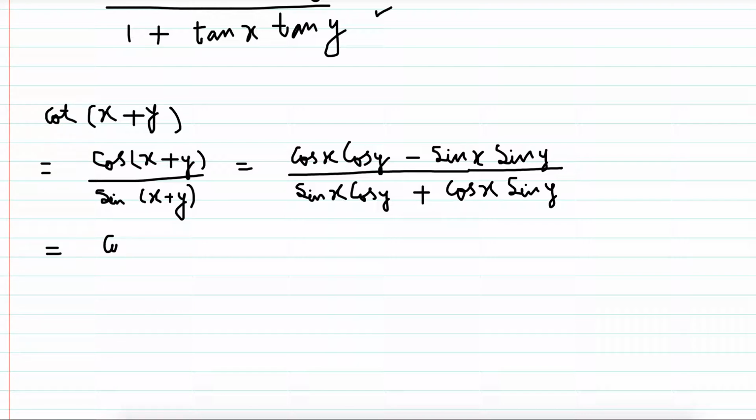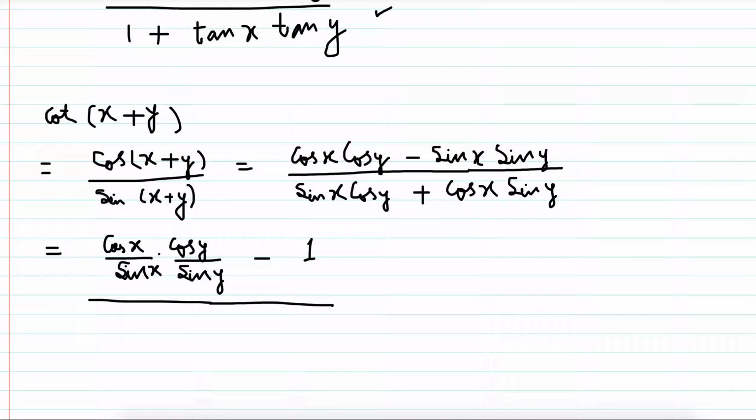So we will get cos x by sin x, and the second term is cos y, sin y minus sin x sin y divided by sin x sin y, it becomes 1. And the denominator, sin x is cancelled, so only cos y by sin y. Now sin y is cancelled here, so cos x divided by sin x.